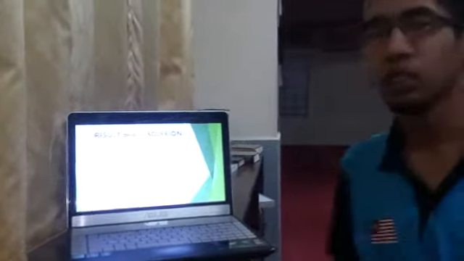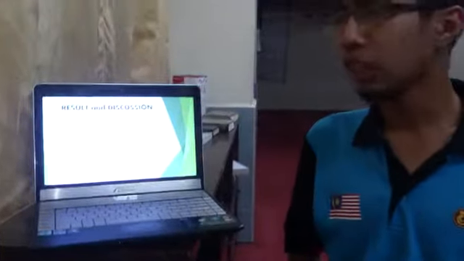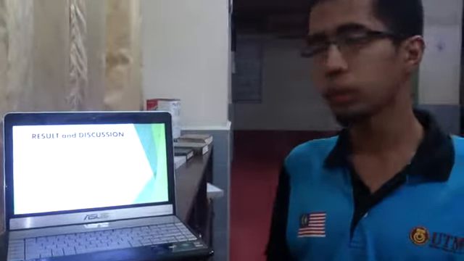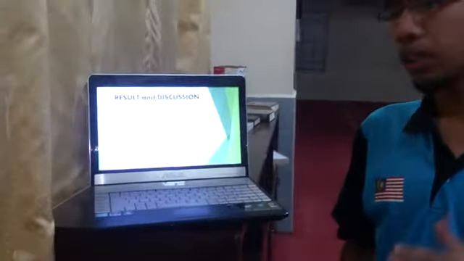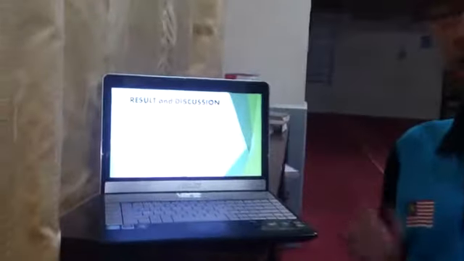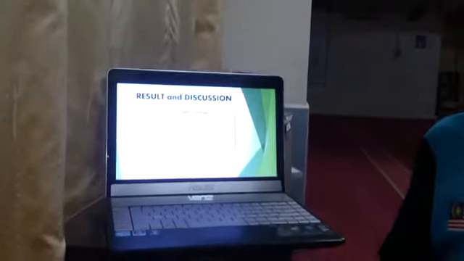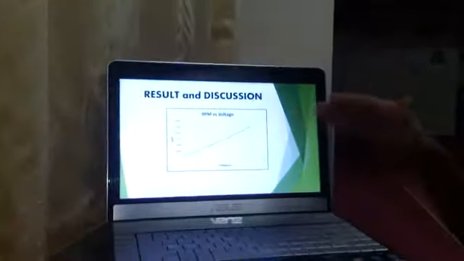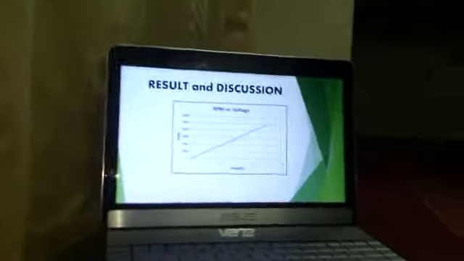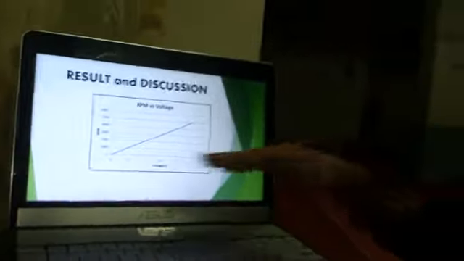Next, I will explain to you about the result and discussion of what we have gained from the overall project. First, I would like to show you the result of our experiment. This is the graph of RPM versus voltage, where you can see as the voltage is increased, the value of the RPM also increases.